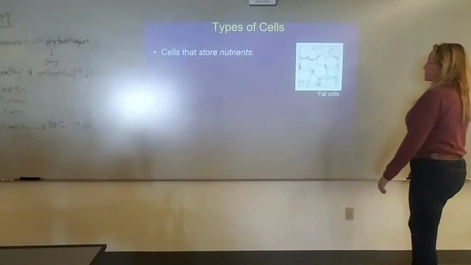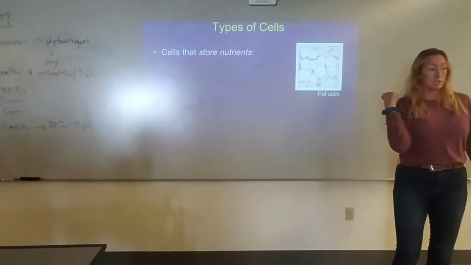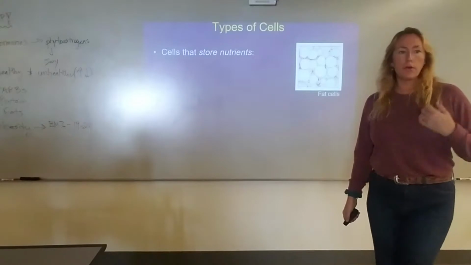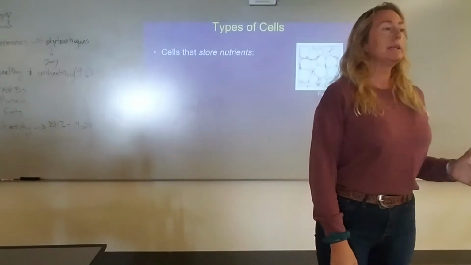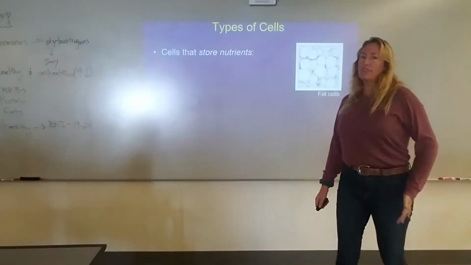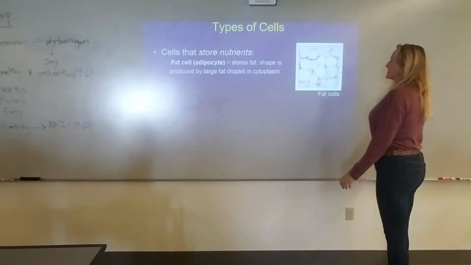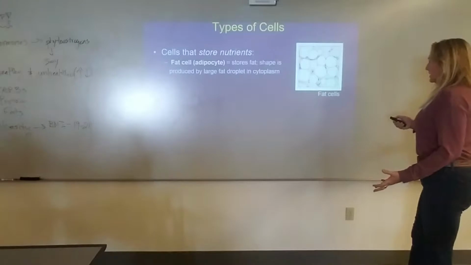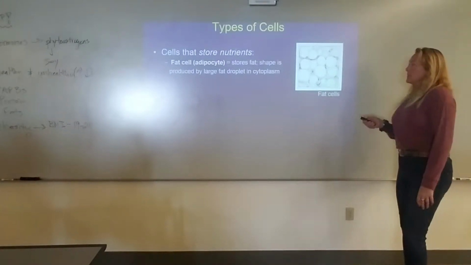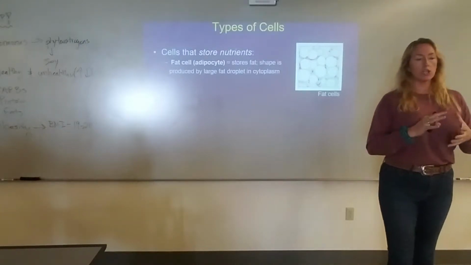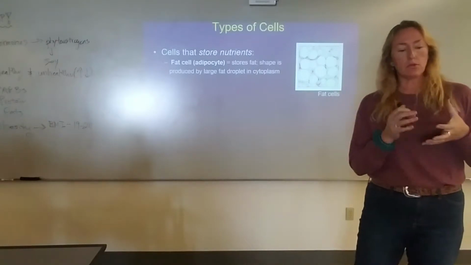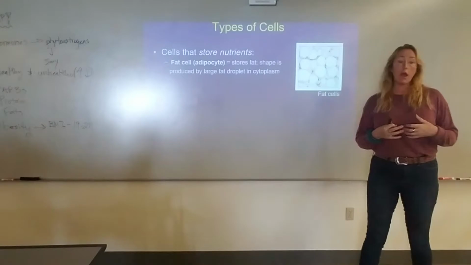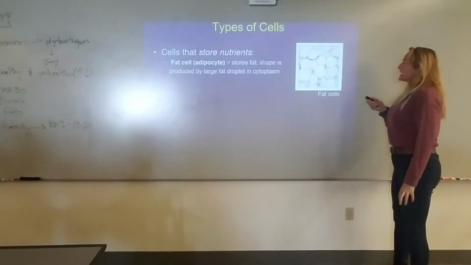We also have cells that store nutrients. You should be familiar with these already, right? Fat cells, or adipose cells, store energy reserves, and they're good for a rainy day or when you don't have a lot of incoming nutrients. Fat adipose cells, adipocyte is the individual cell, like here's one, here's one, here's one. They store fat. The shape is made by that large fat droplet, so there's a contained little droplet that's in there, usually packed, filled with a lot of triglycerides, fat, in their cytoplasm.